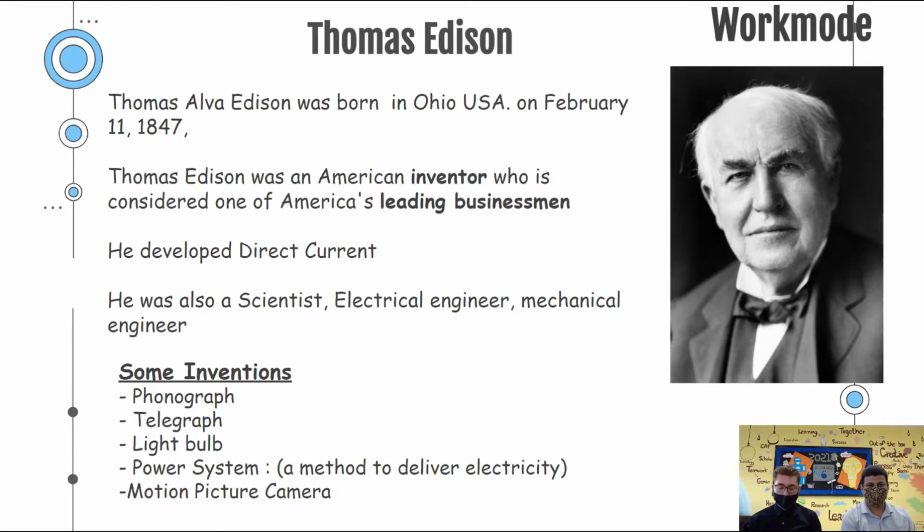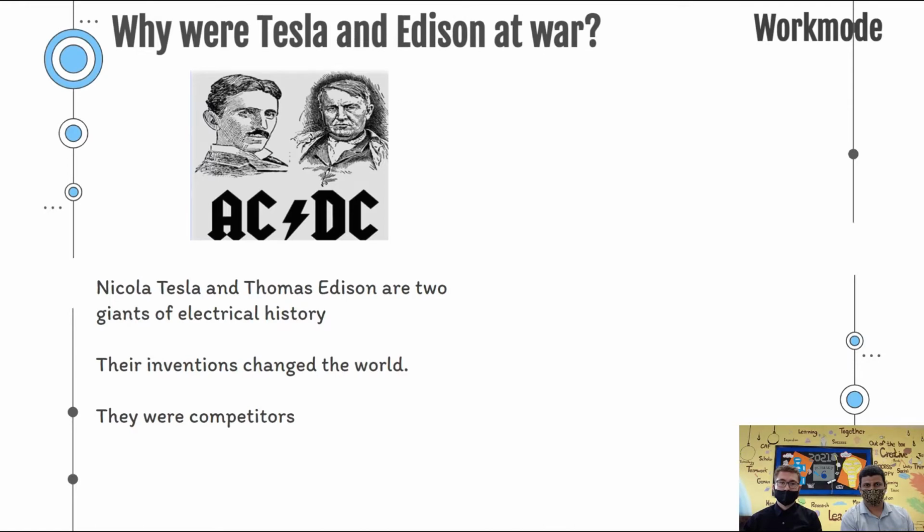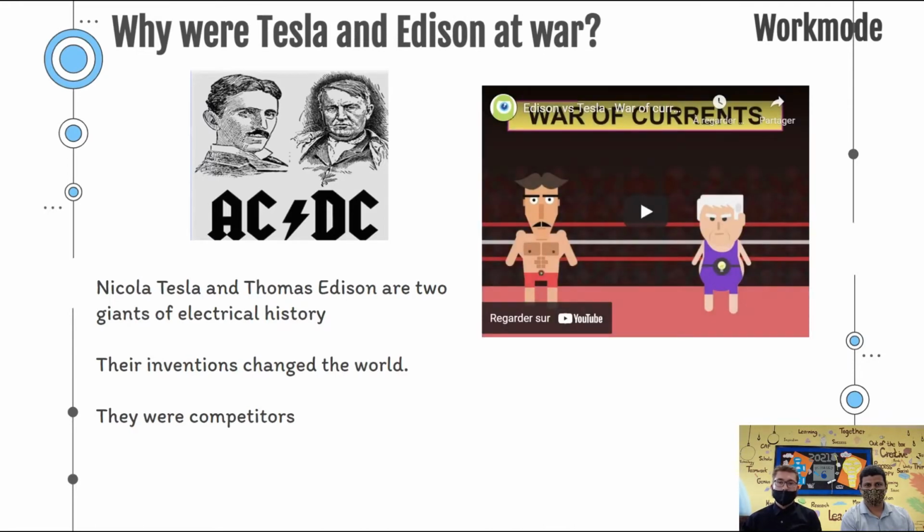The telegraph, again, if you remember, we showed you at the beginning of the second Industrial Revolution. That was because of Thomas Edison and Nikola Tesla. Tesla and Edison were good friends at the beginning, but then they were enemies. Nikola Tesla and Edison are two giants of electric history, but they were not working together. So we will show you a video now to explain why they were fighting each other.